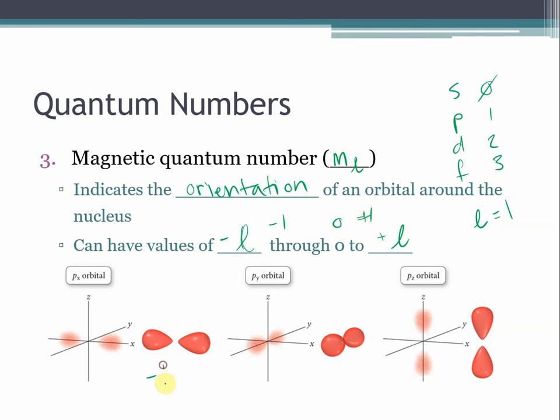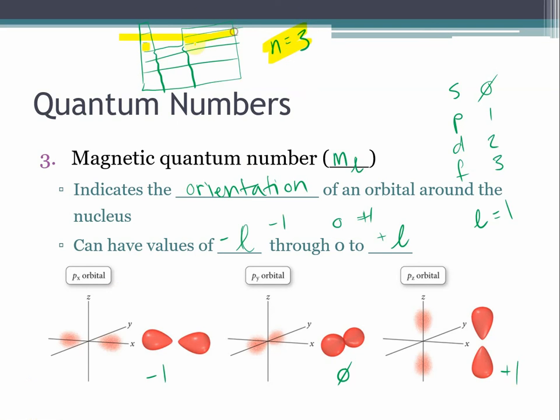So this is our negative 1 orbital, this is our 0 orbital, and this is our positive 1 orbital. So we narrow it down even farther. Again, just to review what our quantum numbers have told us so far, we have our periodic table with our different blocks and our different rows, saying that I have n equals 3 tells me that I am either in a 3s, in a 3p, or in a 3d orbital. That's what this tells me.